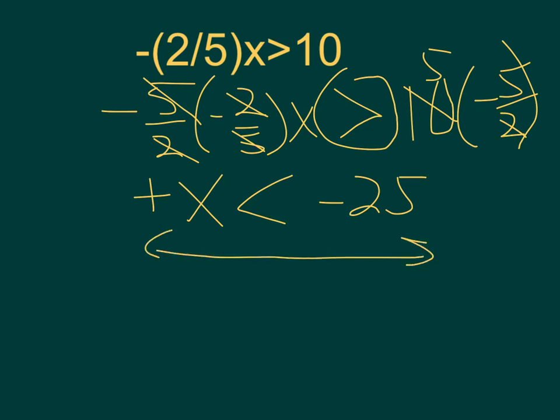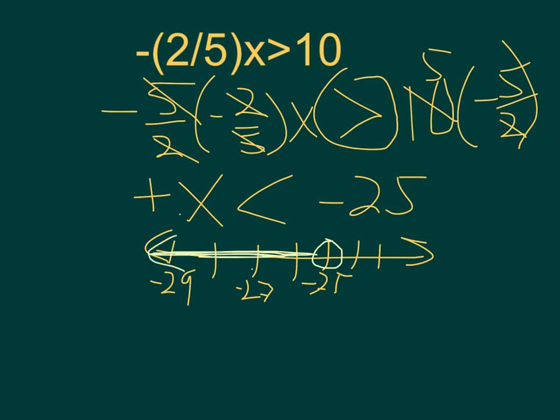On a number line, we would find negative 25. Let's say that was right here. Negative 27 would be here. Negative 29. Now what we want to do is locate the negative 25 and not actually take that value, but that's going to be our starting point. We don't want negative 25. Negative 25 doesn't make the statement true, but any value of x that is less than negative 25, like negative 27 is less than negative 25, so we'll use that, and we want this end of the number line.